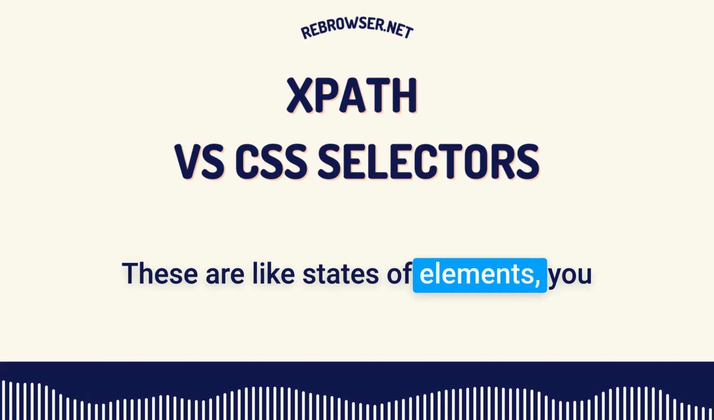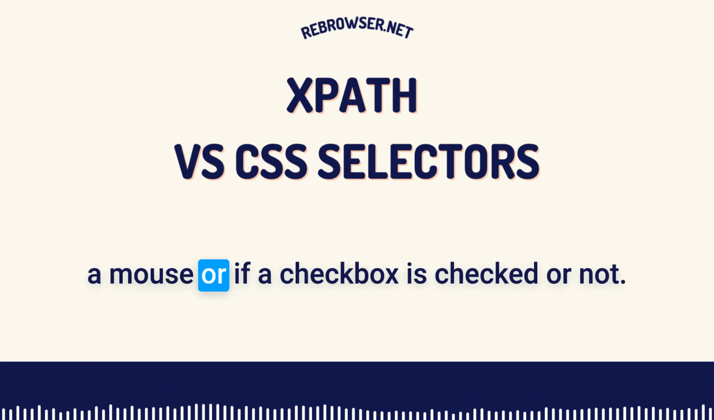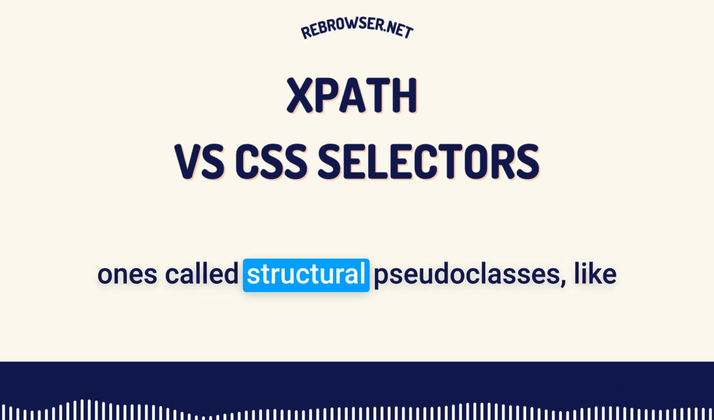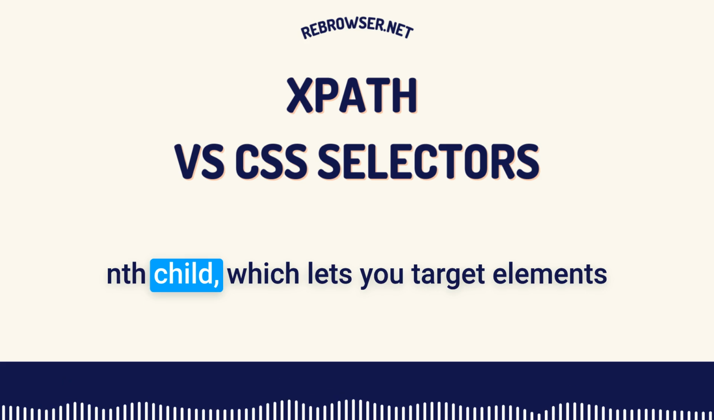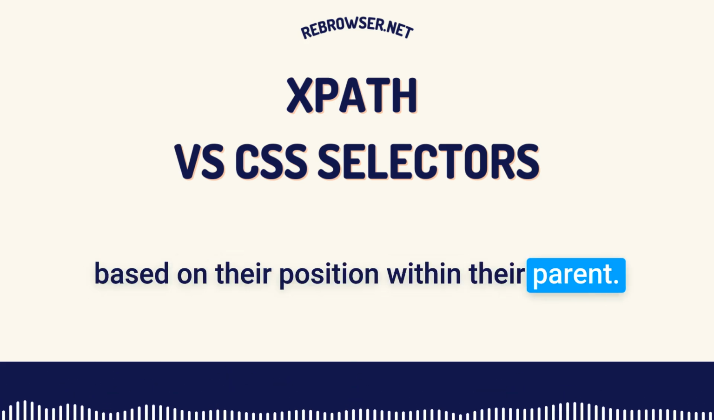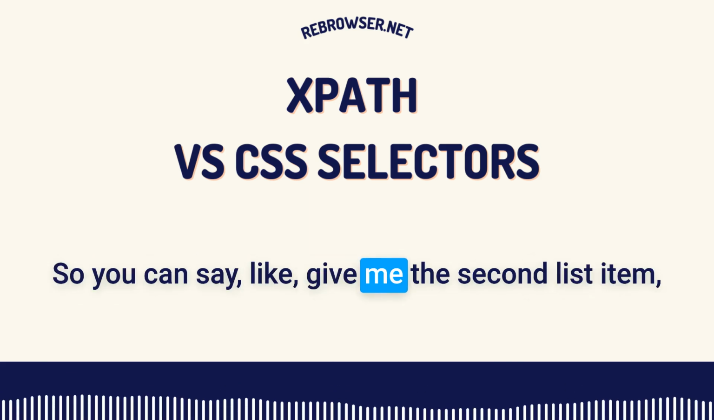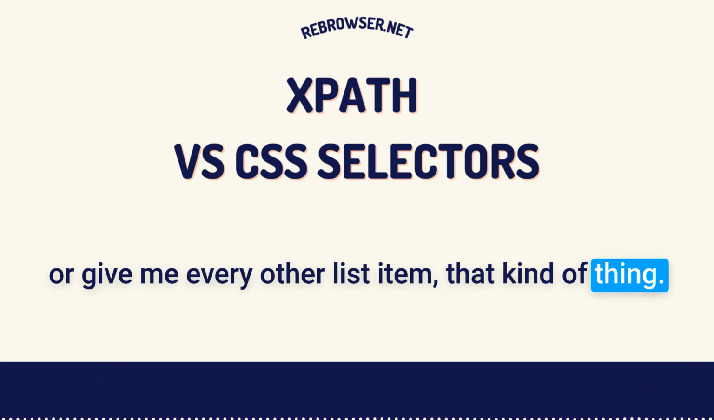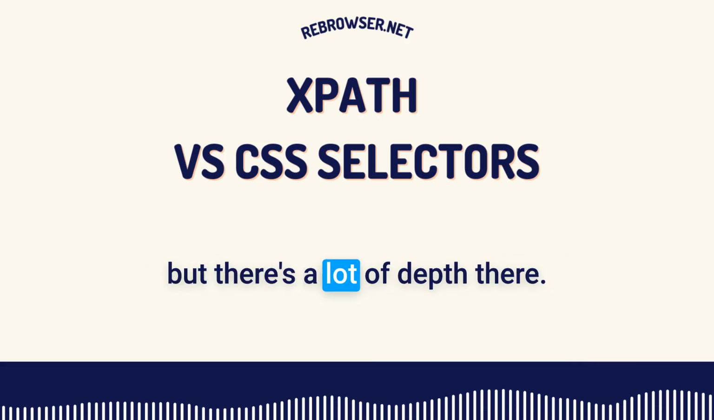These are like states of elements, whether you're hovering over it with the mouse or if a checkbox is checked or not. Right. And then you have these really powerful ones called structural pseudoclasses, like nth child, which lets you target elements based on their position within their parent. So you can say, give me the second list item, or give me every other list item, that kind of thing. So they may seem simple at first, but there's a lot of depth there.